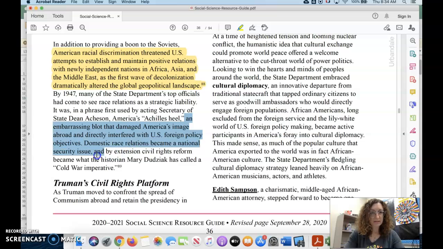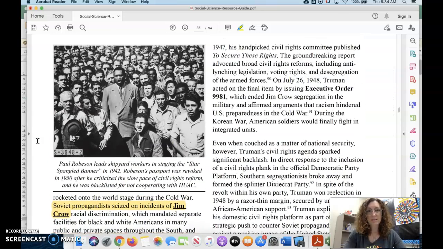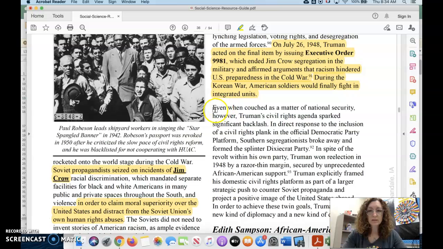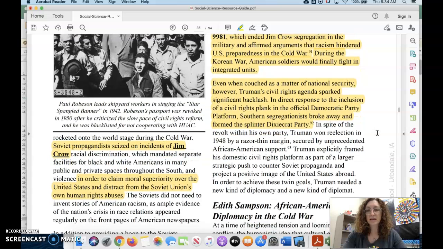And here what we have here is it's actually becoming a problem, not just domestically, but our foreign policy is suffering because of our domestic problems. So Truman has to do something about this. He can't just let it keep going on. So he issues an executive order. And in that executive order, number 9981, he ended Jim Crow segregation in the military. So he desegregated the military. And so in the Korean War, for the first time, we see integrated units.